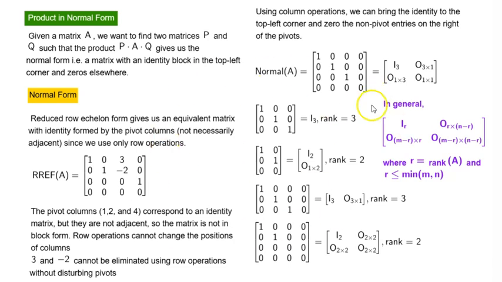So that is what normal form means: a matrix with an identity block in the top left corner and zeros elsewhere. Now remember, in RREF, there can be non-zero entries in non-pivot columns, whereas in normal form, that is not the case. Now let's look at the product in normal form, PAQ. So let's start with an example. We have a matrix which is of order 3 by 4.